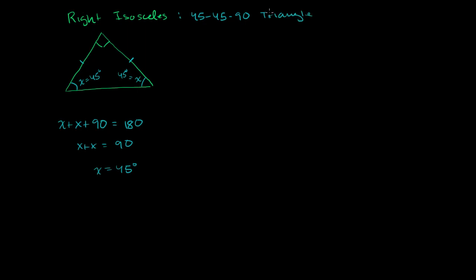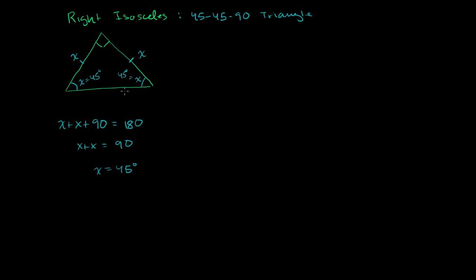And what I want to do in this video is come up with the ratios for the sides of a 45, 45, 90 triangle, just like we did for a 30, 60, 90 triangle. And this was actually more straightforward. Because in a 45, 45, 90 triangle, if we call one of the legs x, the other leg is also going to be x. And then we can use the Pythagorean theorem to figure out the length of the hypotenuse.